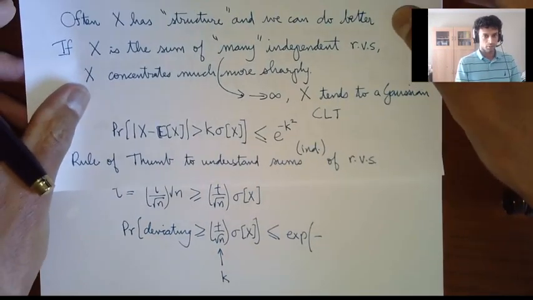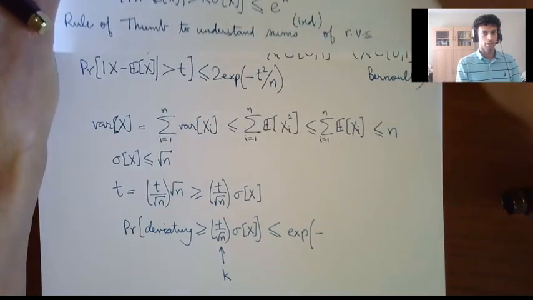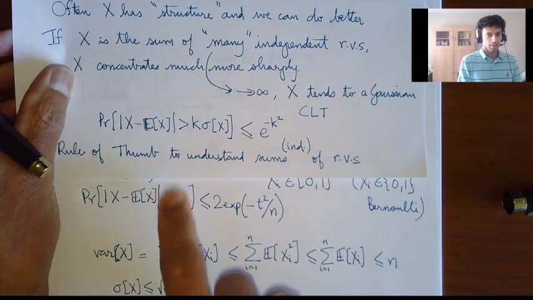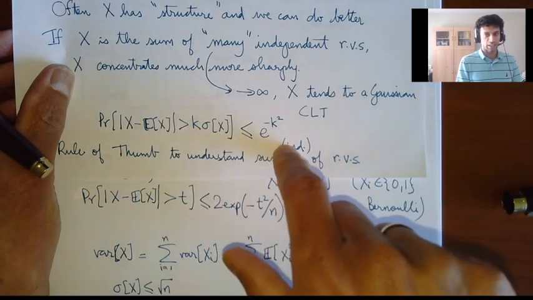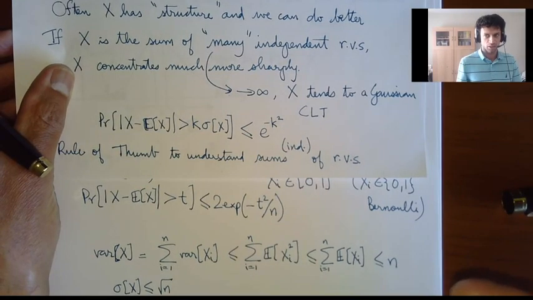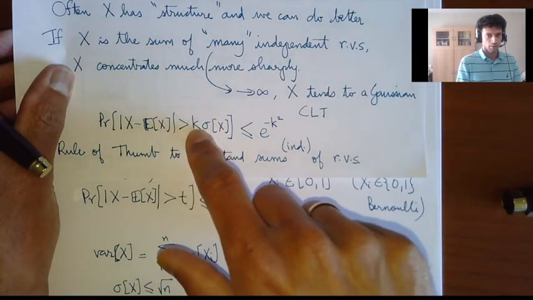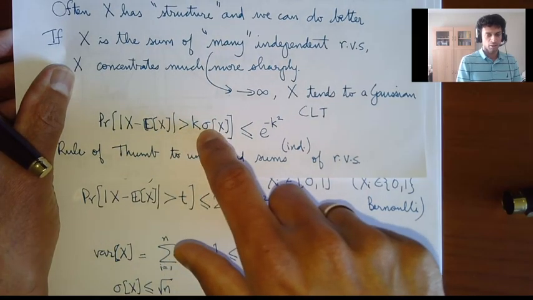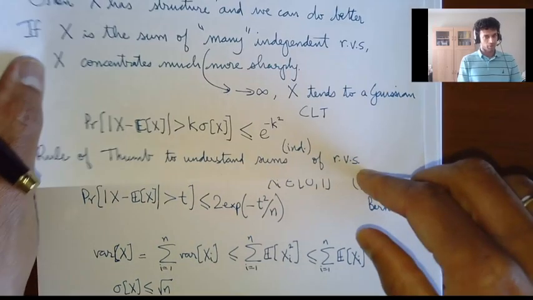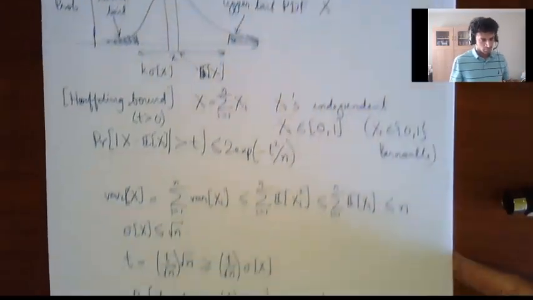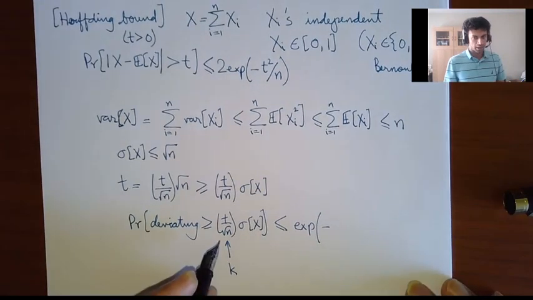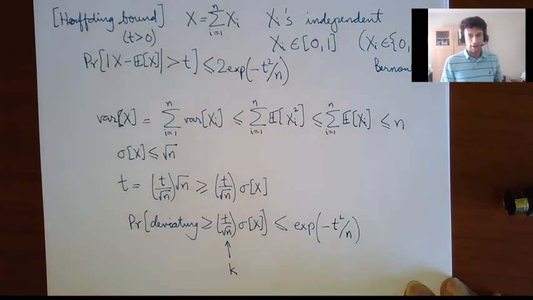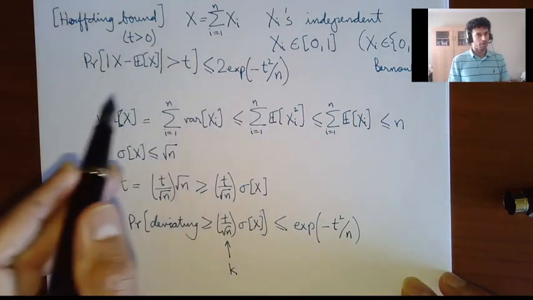Remember, I'm trying to contrast it with the rule of thumb. I want to write t as k times the standard deviation. I get e to the minus k squared, ignoring constants here. So the probability of this deviating by more than t, so this is my t, the k that I get is t divided by root n. If I square this, I get e to the minus t squared over n, which is basically what the Hoeffding bound tells me.